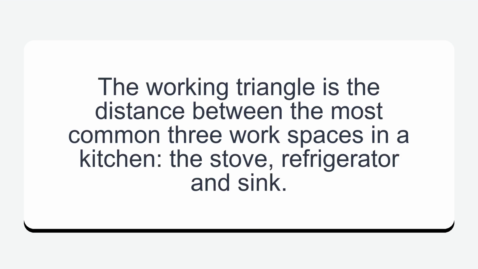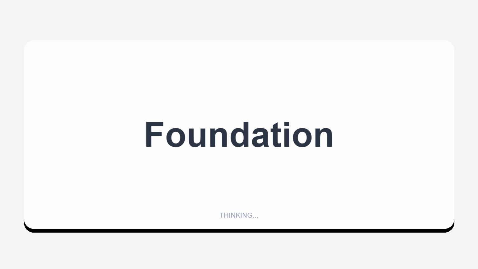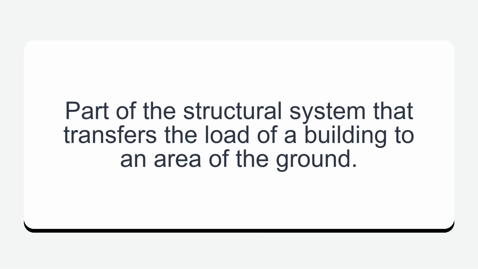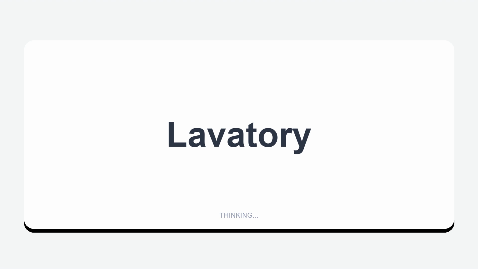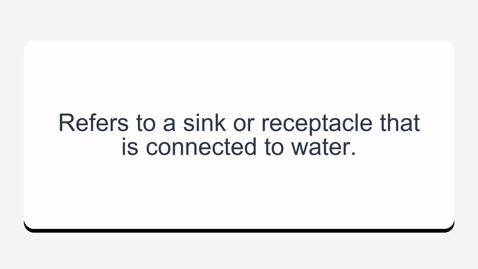Working triangle. The working triangle is the distance between the most common three work spaces in a kitchen: the stove, refrigerator and sink. Foundation. Part of the structural system that transfers the load of a building to an area of the ground. Lavatory. Refers to a sink or receptacle that is connected to water.